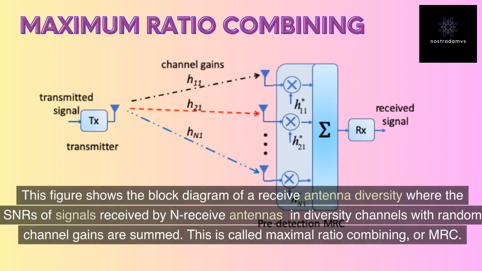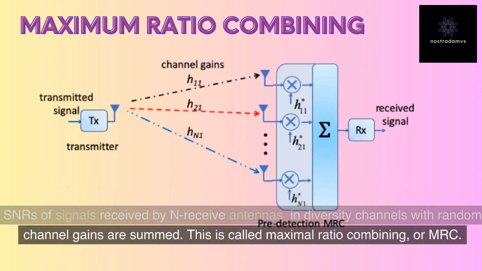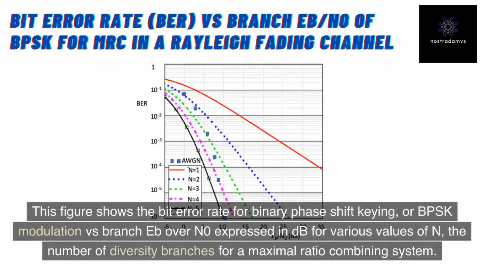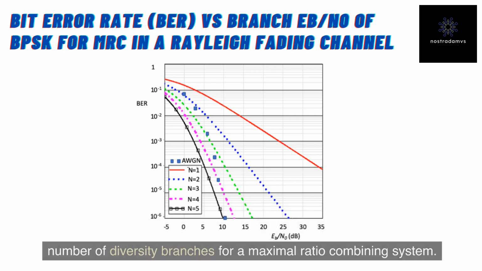This figure shows the block diagram of a receive antenna diversity where the SNRs of signals received by N receive antennas in diversity channels with random channel gains are summed. This is called maximal ratio combining, or MRC. This figure shows the bit error rate for binary phase shift keying, or BPSK modulation, versus branch Eb/N0 expressed in decibels for various values of N, the number of diversity branches for a maximal ratio combining system.